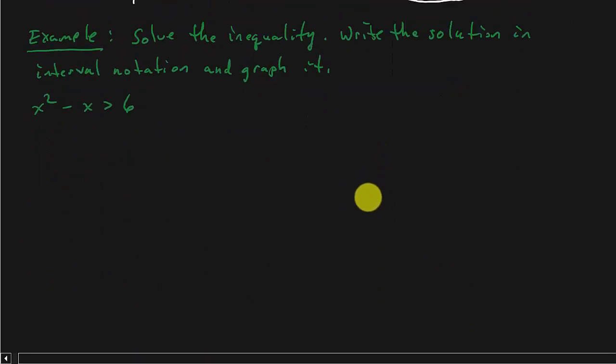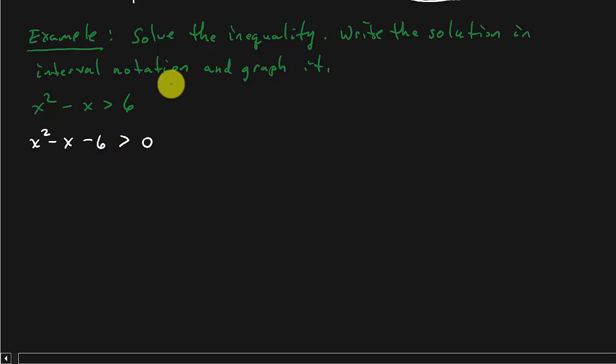Okay, so now we've got this solving an inequality, a quadratic inequality. They want us to write the solution in interval notation and graph it. All right, so to solve a quadratic inequality, you want to get everything to one side and have 0 by itself. So I'm going to subtract 6 from both sides. So x squared minus x minus 6 is greater than 0.